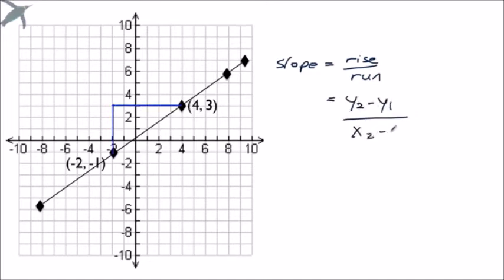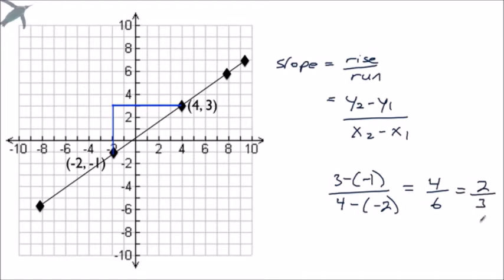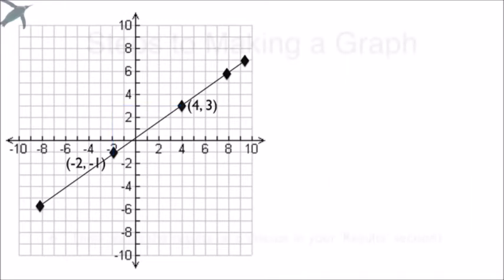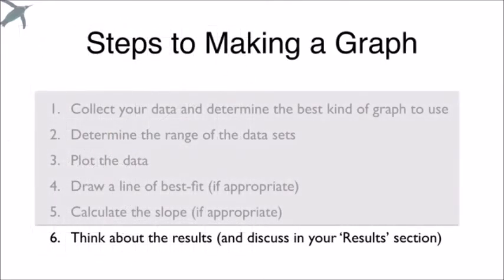So you've probably seen it written like this. So for our line right here, and the 2 points I've selected, I'm going to take 3 minus -1 divided by 4 minus -2. And when you do the math, you get 4/6, which is 2/3. And that's the slope. All right, that was a trip down memory lane, right? The last thing is you want to think about the results, obviously, and discuss them in your results section, in your lab notebook, or in a lab report.